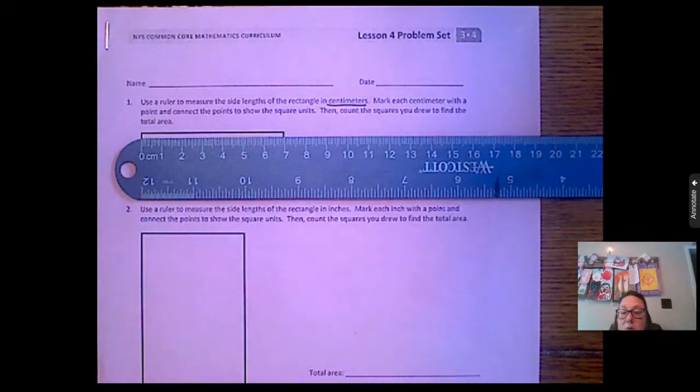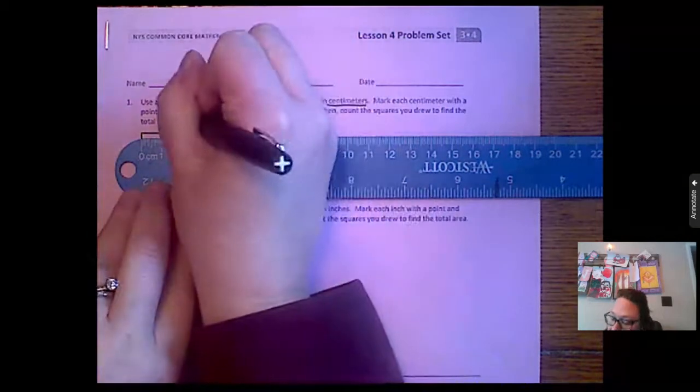Okay, so we can see how long this is. Well, I didn't ask you yet, but how long is the side length of this rectangle? It's 7 centimeters. So we can actually label that right up top there.